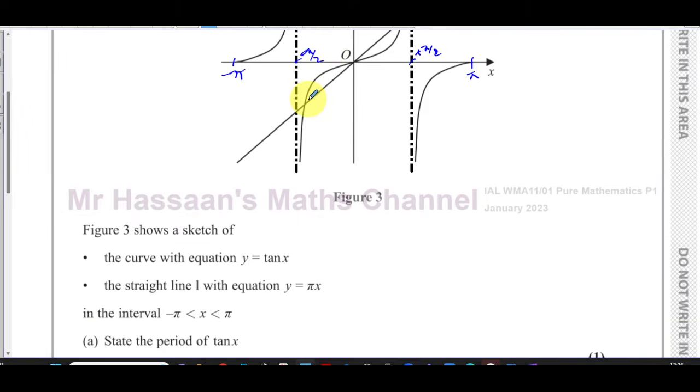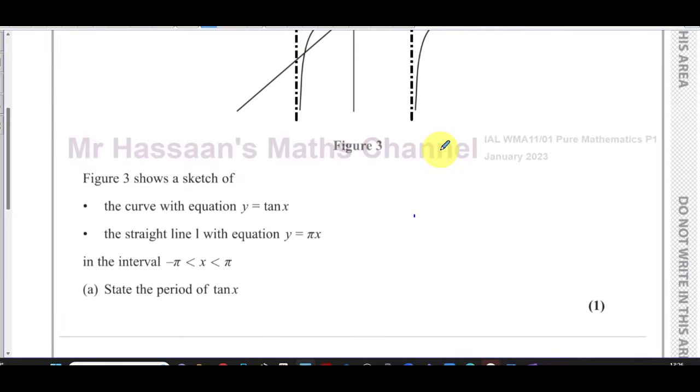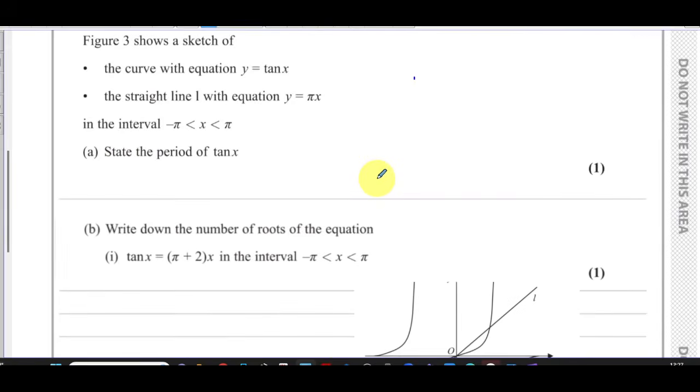Now it says, state the period of tan x. The period of a function is how often it repeats. The tan curve repeats the same shape, and will continue repeating if you carried on drawing it this way and that way. You can just copy this and keep pasting at the end, and it will be the tan curve on both sides. So between minus pi over 2 and pi over 2, that is pi radians. So the period of this graph is pi radians.